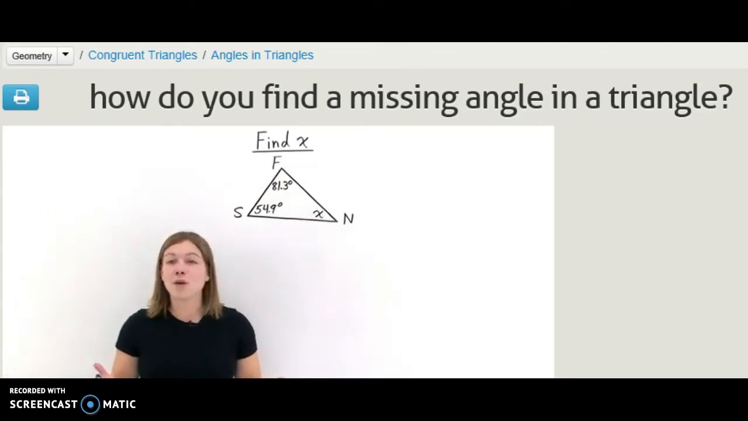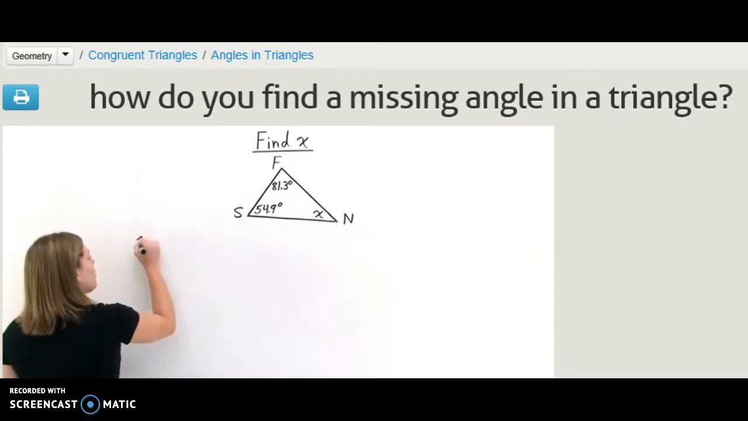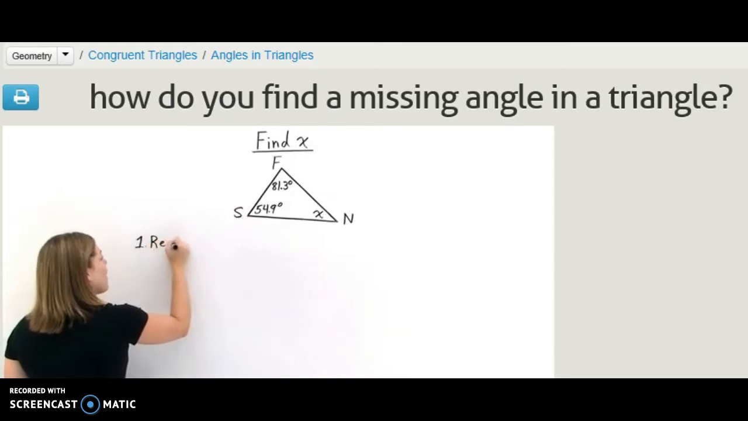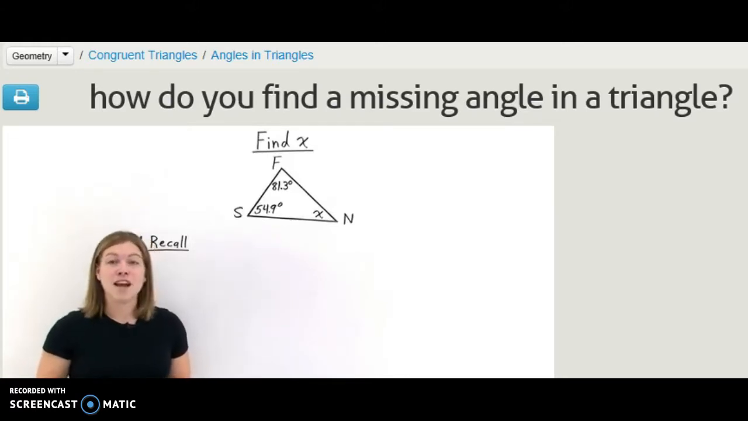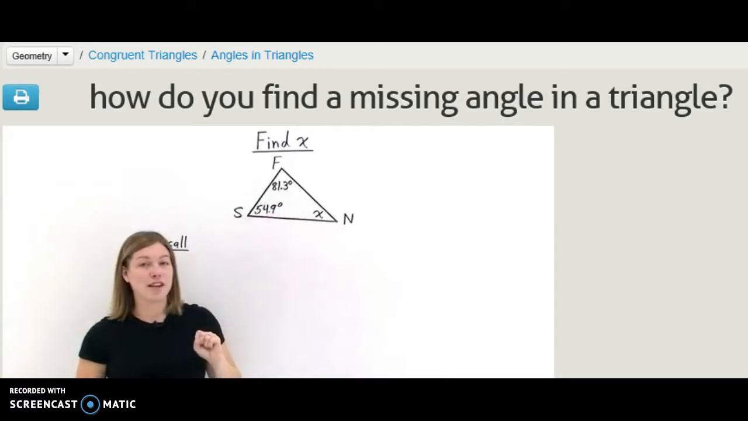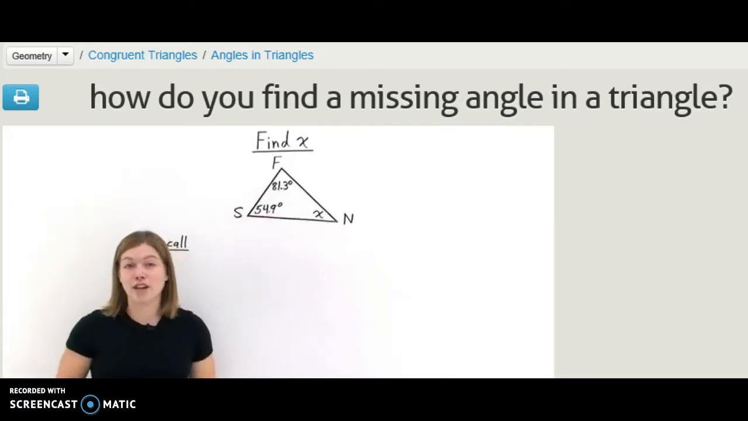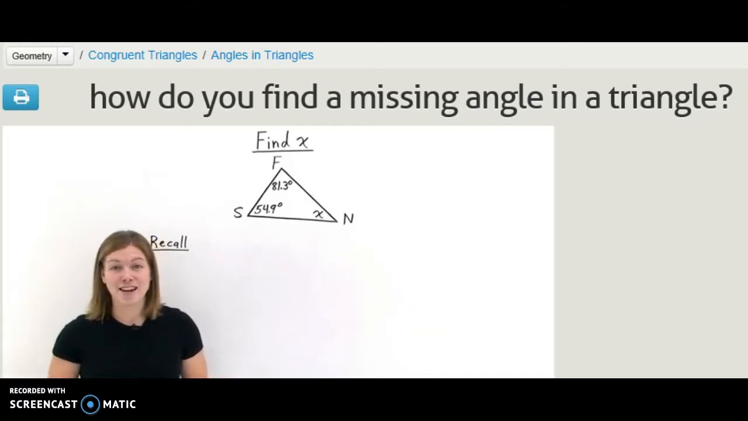Well, since we're just working with the interior angles of a triangle, we can use the triangle sum theorem in order to help us solve for x. So in step number 1, let's recall this theorem. The triangle sum theorem states that if we have a triangle, we can add all the angle measurements together, and that will equal 180 degrees. Always, no matter what triangle we're looking at.